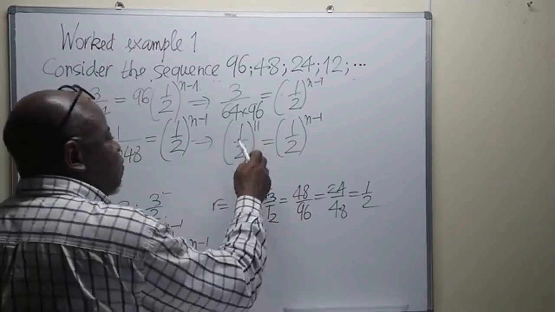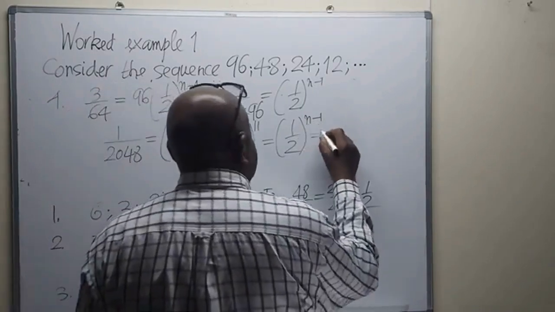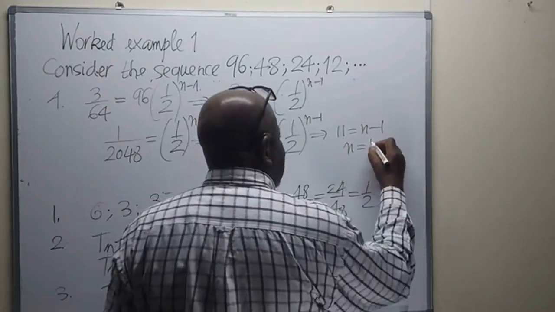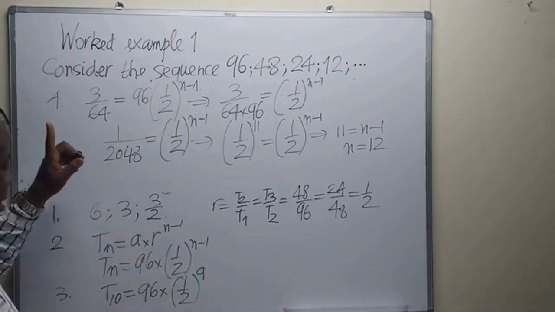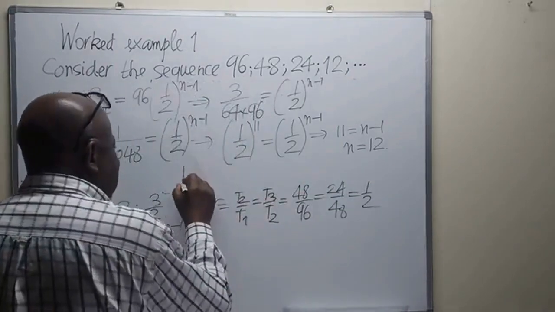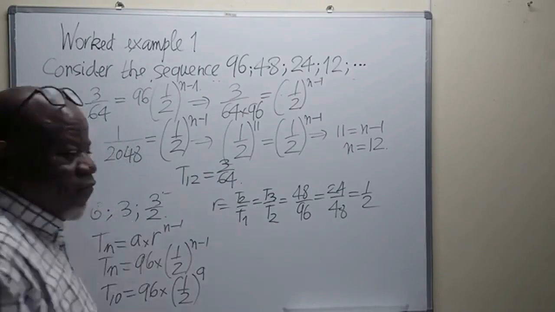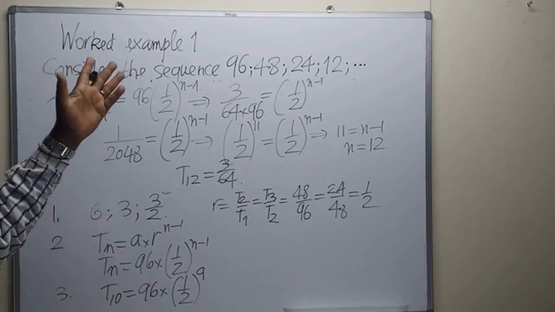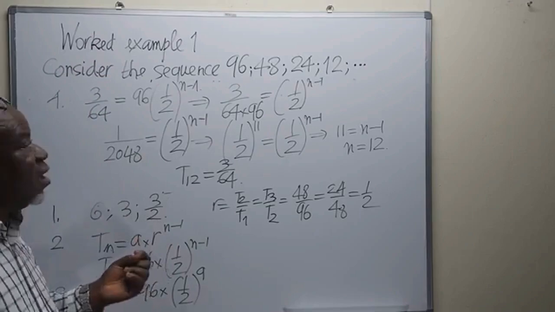So you can see that 1 over 2 to the power of 11 is equal to 1 over 2 to the power of n minus 1. This will imply that 11 will be equal to n minus 1, and our n will be equal to 12. So the position of this term, n is equal to 12, it means T12 will be equal to 3 over 64. So we have practically covered our worked example number 1. We're going to see if we can still have time to go to the next example.